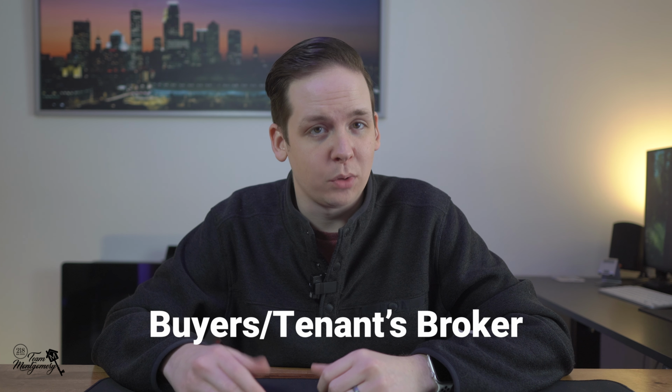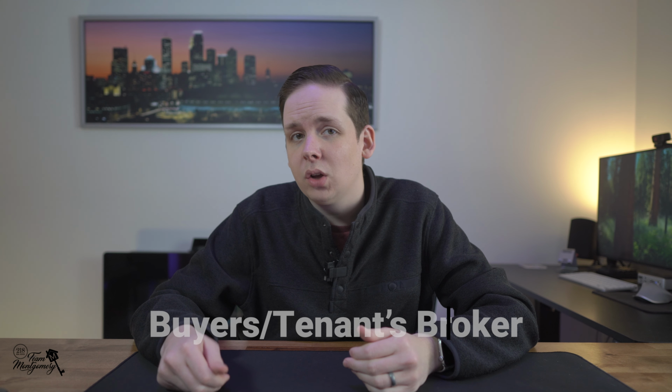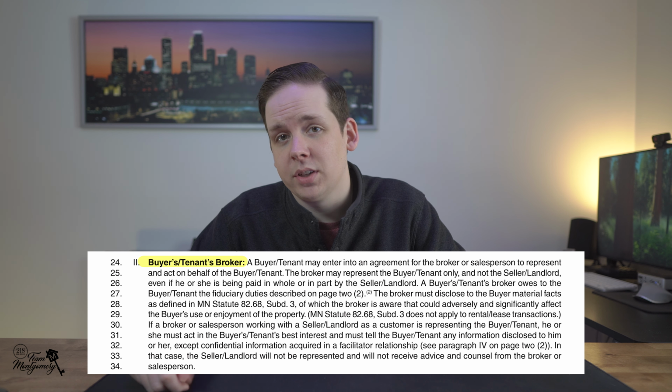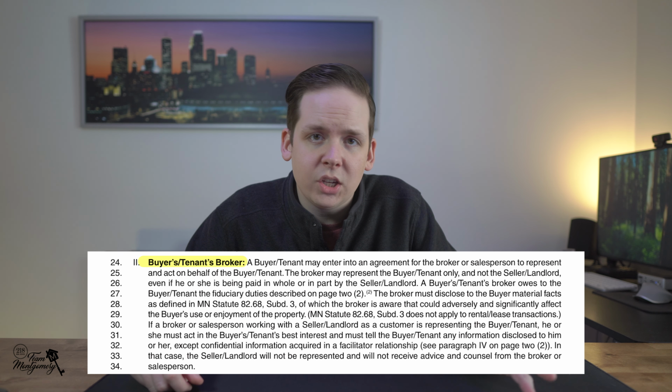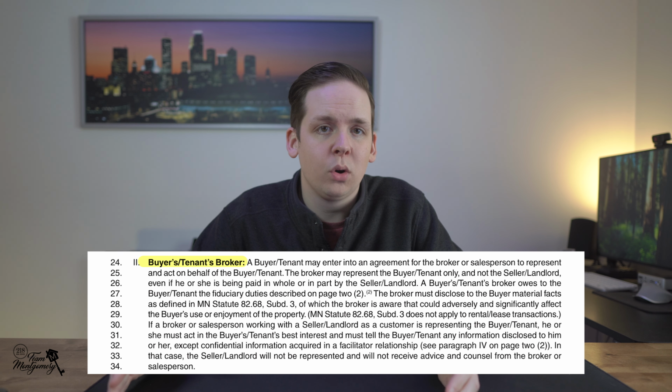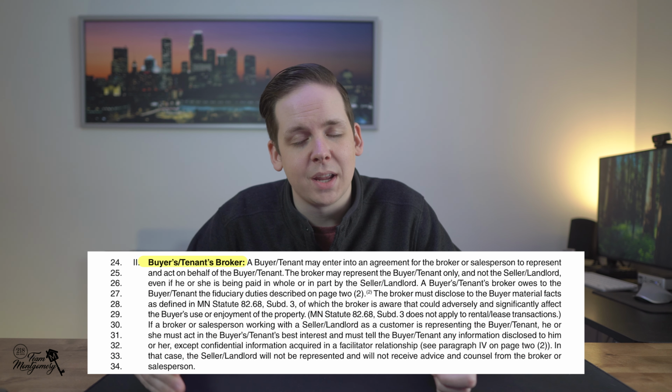Okay, section number 2, we're talking about the buyer/tenant's broker. As a buyer or tenant, you can also have a broker represent you. They owe you the same duties ensuring your interests are protected. For instance, if there's an issue like zoning restrictions or a potential environmental concern, your broker makes sure you're fully informed so you can make the best decision.